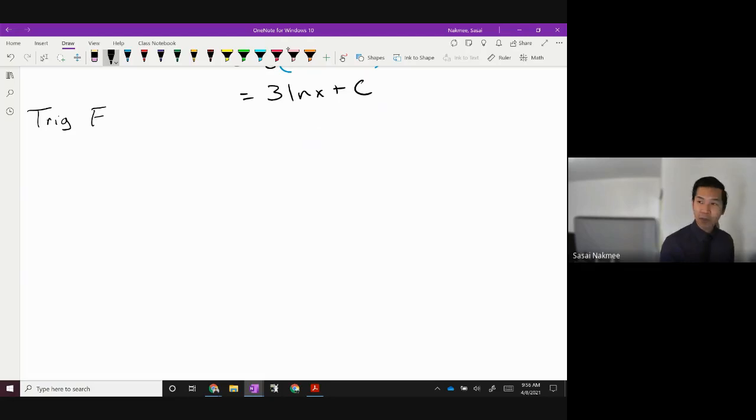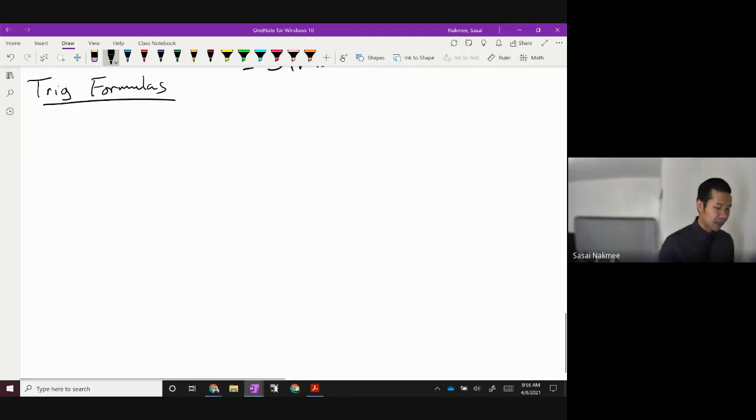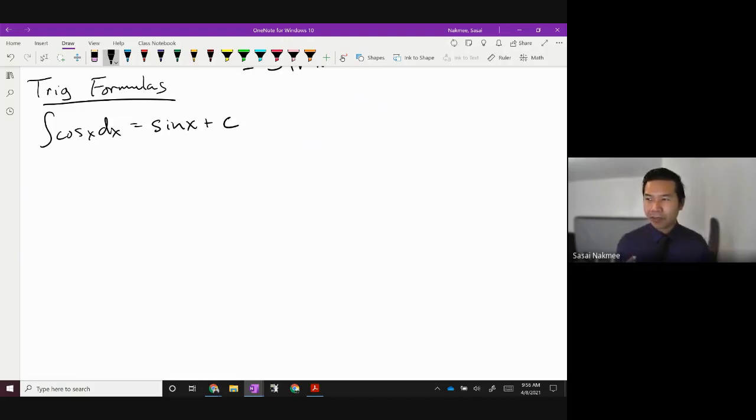So here's the next one. Trig formulas that you need to know. First one up. The integral of cosine x dx is going to be equal to sine x plus c. Right? And that's because, hopefully you remember this, the derivative of sine is cosine. So the antiderivative of cosine is sine. That's one you need to know.